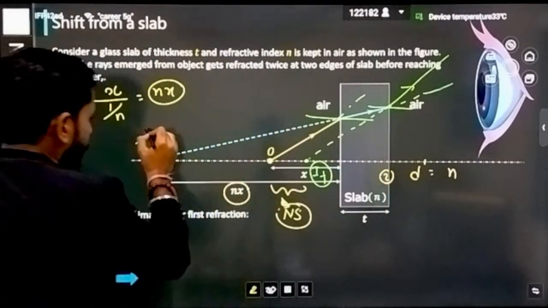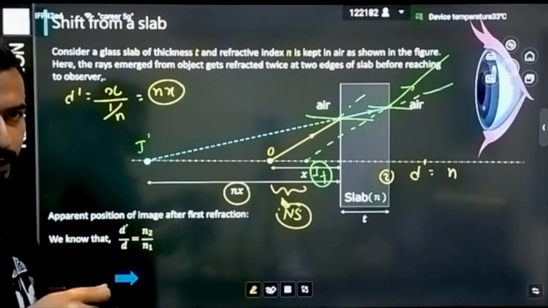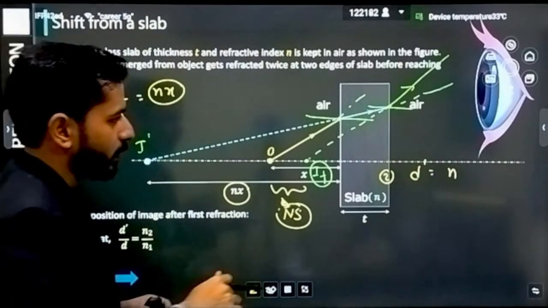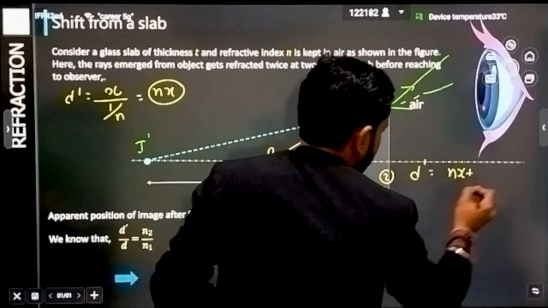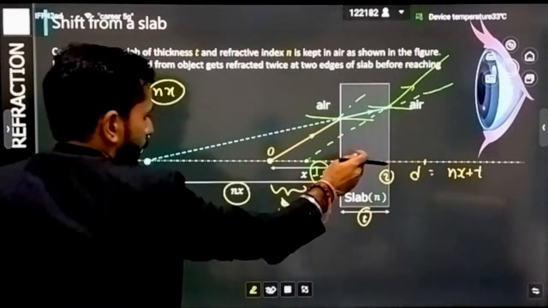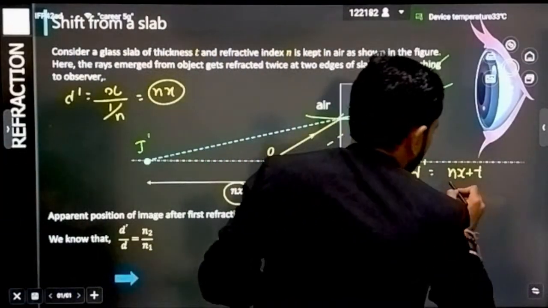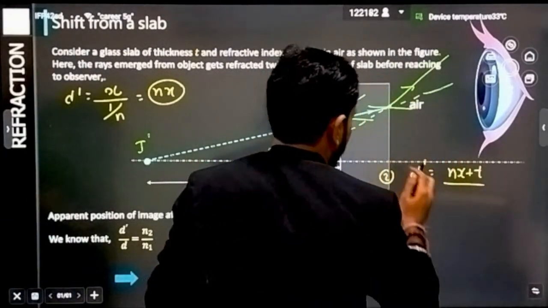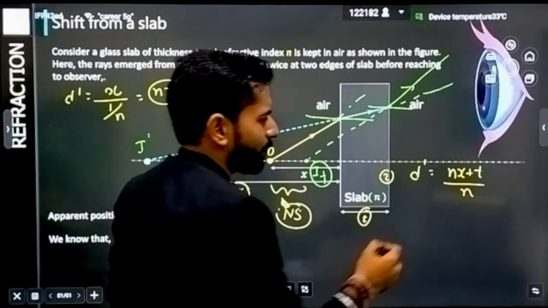Now, because this is going to behave like your object, it is clear: the image from the first phenomenon is always taken as the object for the second phenomenon. So I will be taking this as nx plus t, the thickness. I have written this complete distance, that is the real depth. Now divide by n of the incident medium, which is n, divided by 1, the refractive medium.